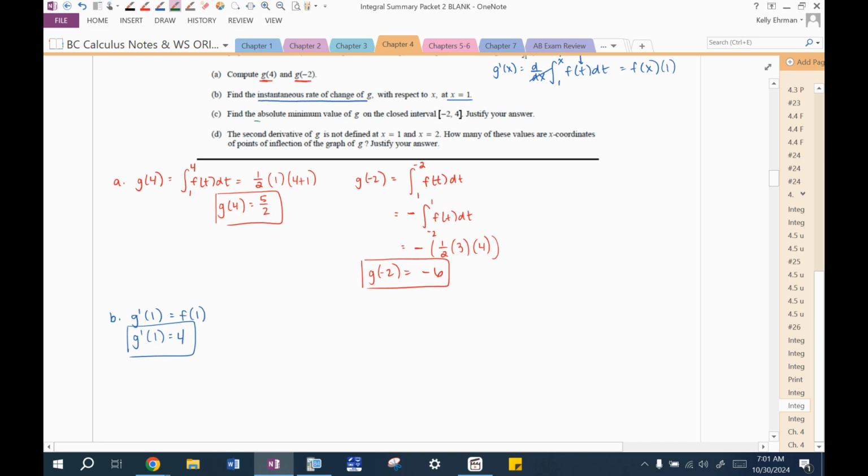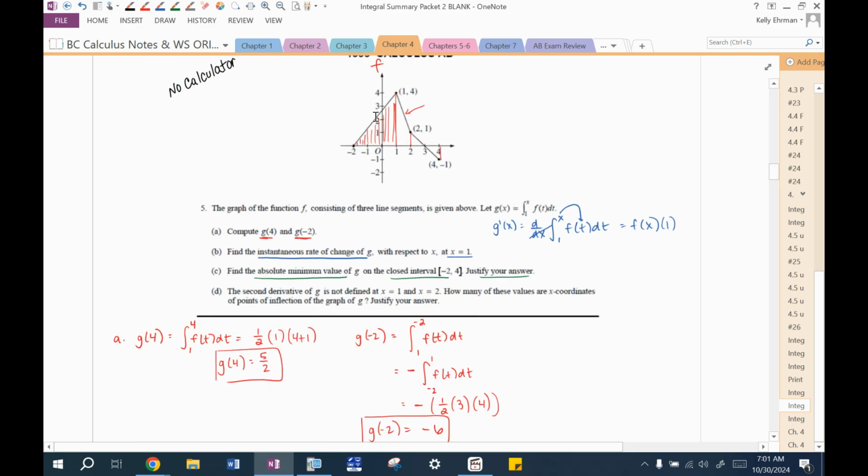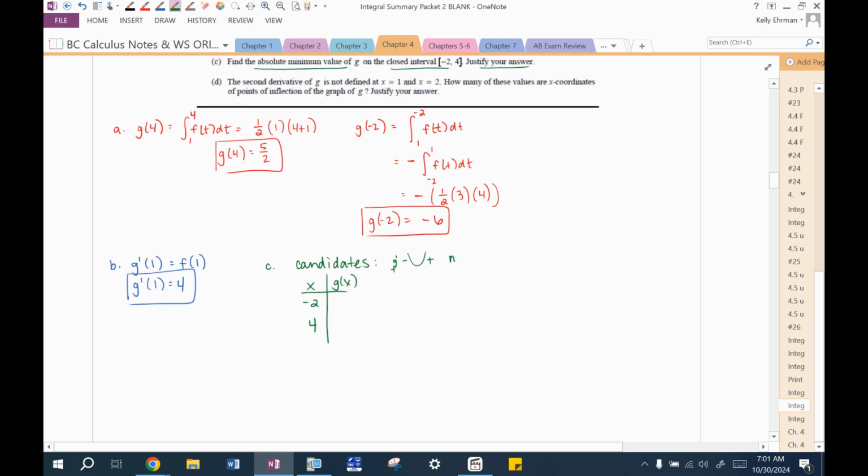Part C, find the absolute minimum on the closed interval. Justify your answer. So this is extreme value theorem. We write out the candidates, which are the endpoints and the relative minimum if there is one. So endpoints first, so we don't forget about them, negative 2 to 4. And then is there a relative minimum? There'd be a relative minimum where g prime changes from negative to positive. And remember, g prime is f. Does f ever change from negative to positive? No, it changes from positive to negative, but there is no relative minimum. You don't have to write no relative minimum for your AP test.